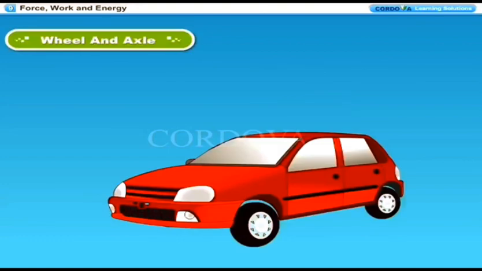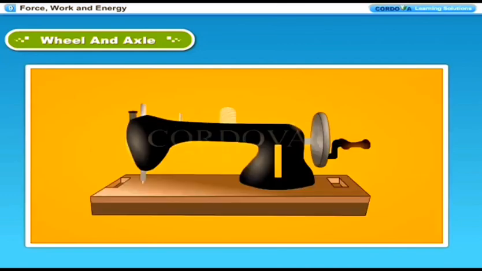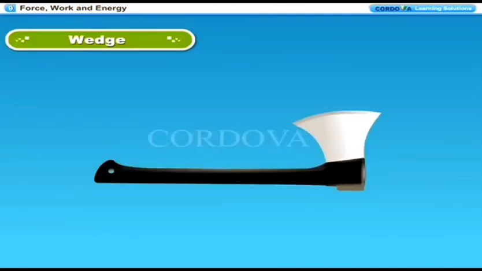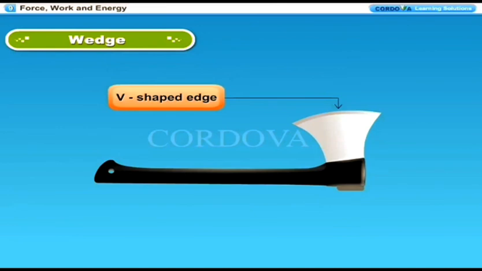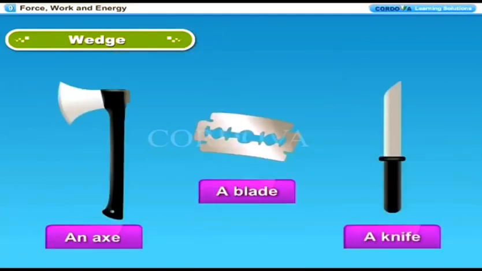Wheel and axle. This simple machine consists of a wheel and a rod called axle. Wheel and axle rotate together. Screwdriver, car steering and tap are examples of wheel and axle. Wedge. It is a V-shaped piece, generally made of metal. It has two inclined planes put together to form a sharp edge. An axe, a blade, and a knife are examples of wedge. It is used to cut and split things.